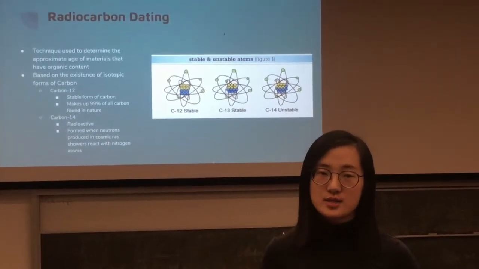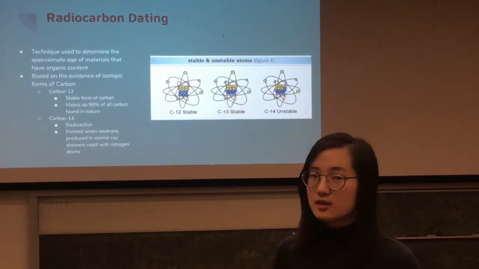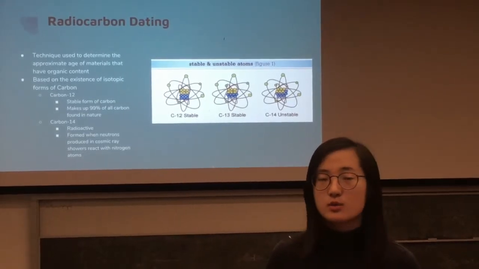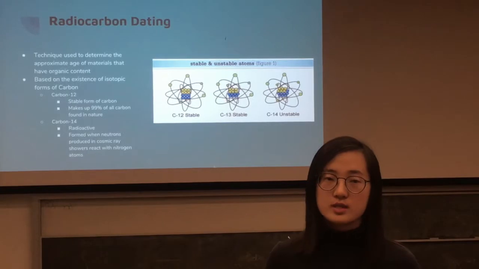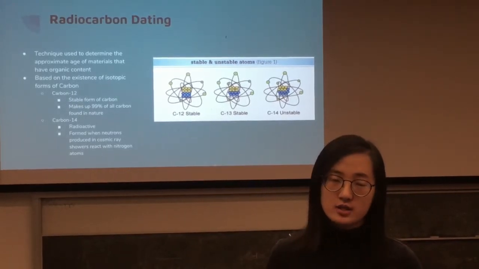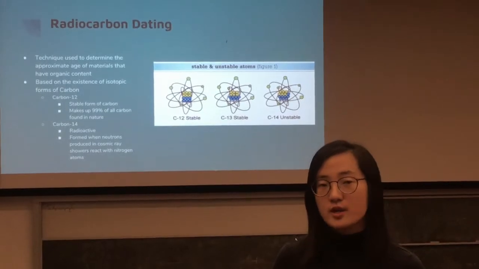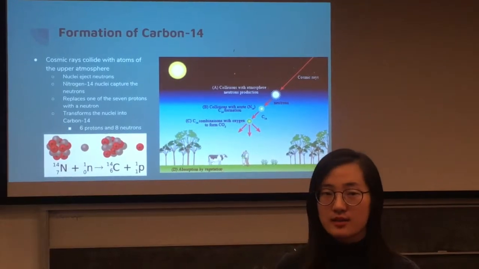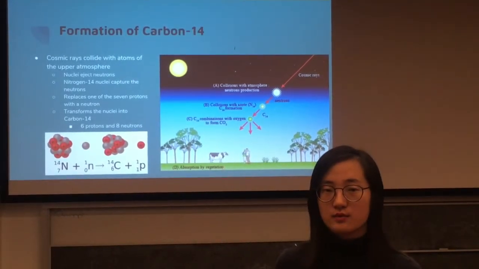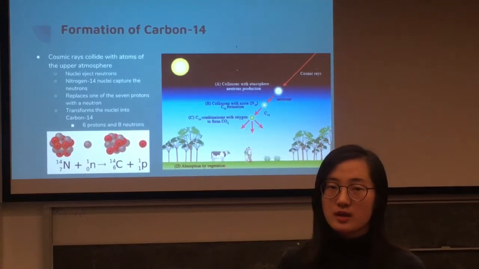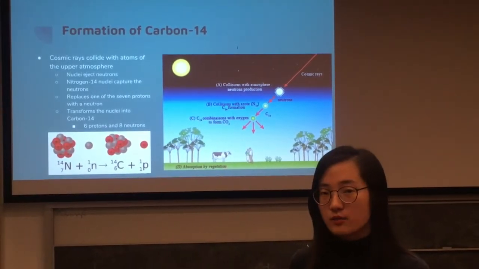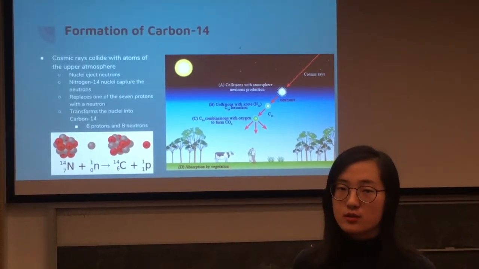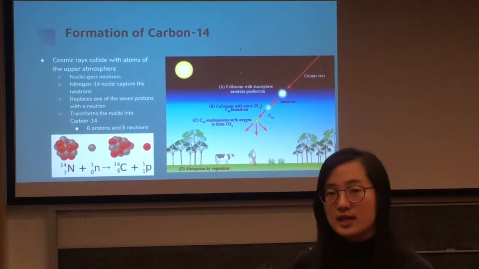So, how are these fossils studied? They're studied through a technique called radiocarbon dating, which is dependent on the existence of two isotopic forms of carbon, carbon-12 and carbon-14. Carbon-12, which makes up 99% of all carbon in nature, is stable, while carbon-14 is radioactive. How is carbon-14 formed? Well, when cosmic ray showers hit the upper atmosphere, neutrons are ejected from the nuclei of these atoms, and these neutrons are then absorbed by nitrogen-14 in the atmosphere, which then replaces one of its protons. And so the nitrogen-14 is transformed into carbon-14 with 6 protons and 8 neutrons.